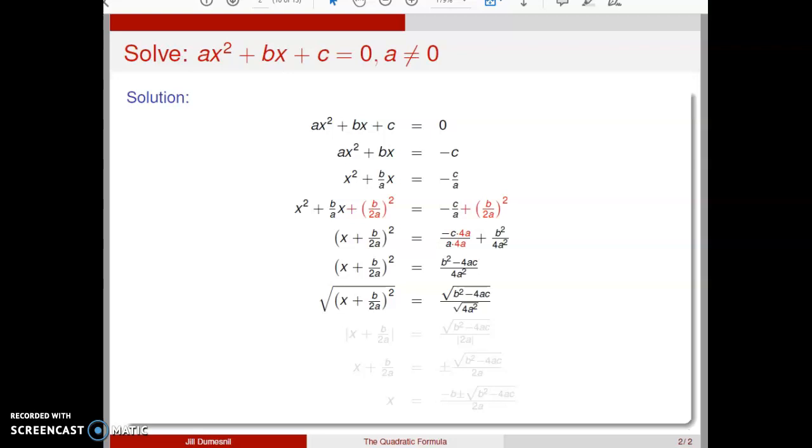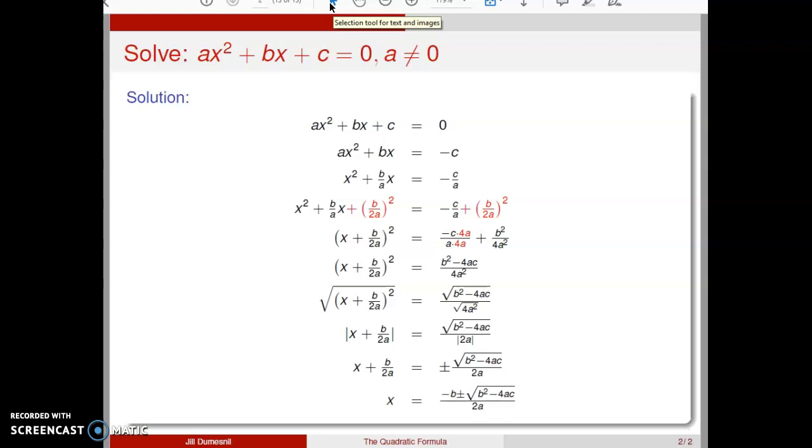Notice on the right-hand side of the equation, we've also used the quotient rule for radicals to square root the top of the fraction and square root the bottom of the fraction. Taking the square root of perfect squares produces absolute values. The absolute value produces plus or minus. Notice that one set of plus minus takes care of both absolute values in the equation.